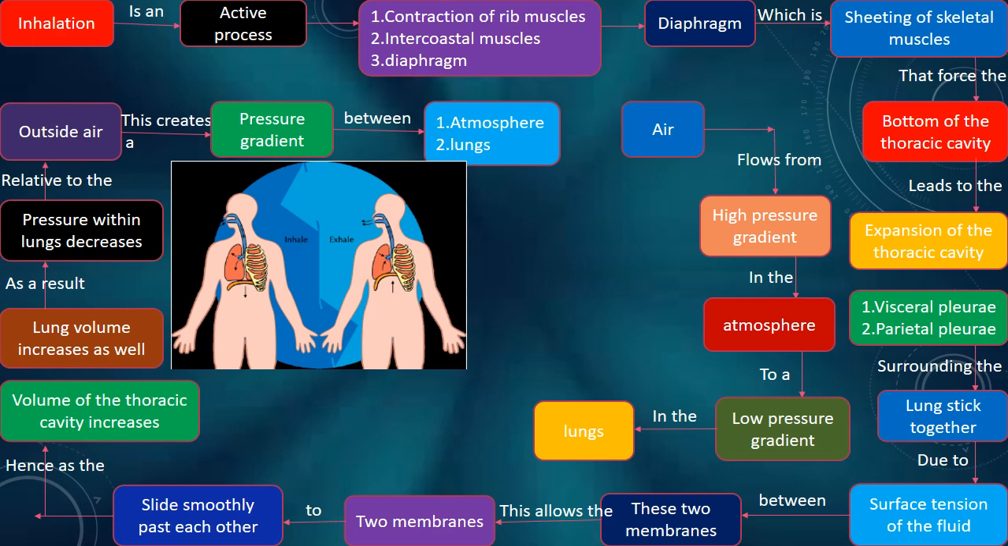The visceral pleura and parietal pleura surrounding the lung stick together due to the surface tension of the fluid between these two membranes. This allows the two membranes to slide smoothly past each other. Hence, as the volume of the thoracic cavity increases, lung volume increases as well. As a result, pressure within the lungs decreases relative to the outside air. This creates a pressure gradient between the atmosphere and the lungs. Air flows from the high pressure in the atmosphere to the low pressure in the lungs.